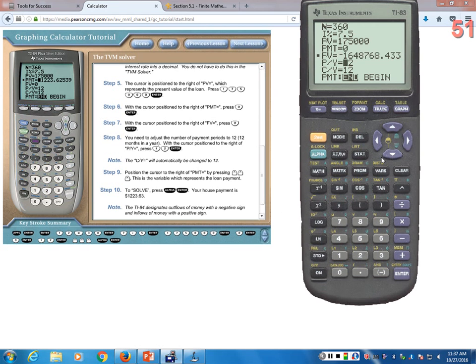At the end, you will have paid $1,648,768.43 for that house. How'd you get it to pop up again? Oh, you have to put the 0 in and then alpha, enter. Because if you look at your enter button, it says solve above it. It's with the alpha key, not the second key.